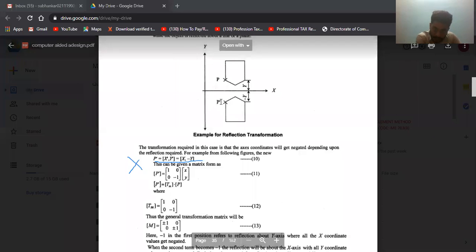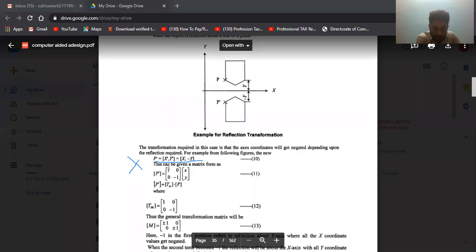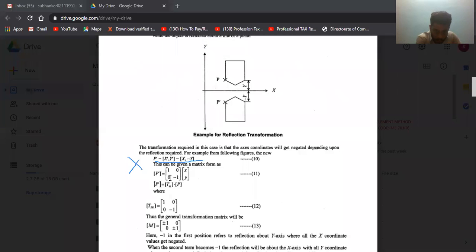If this coordinate point along y is -1, it will be -1. If this x is 2, then I will write 2, 0, 0, and say if I am doing it by -3, it will be -3 into your original coordinate point x, y. So this matrix is 1, 0, 0, -1. This matrix is known as your reflection transformation matrix, denoted by the symbol TM. Reflection transformation matrix. Is it clear?